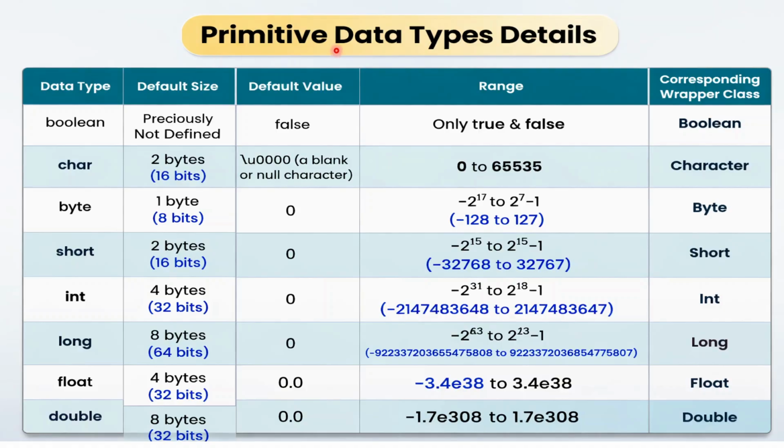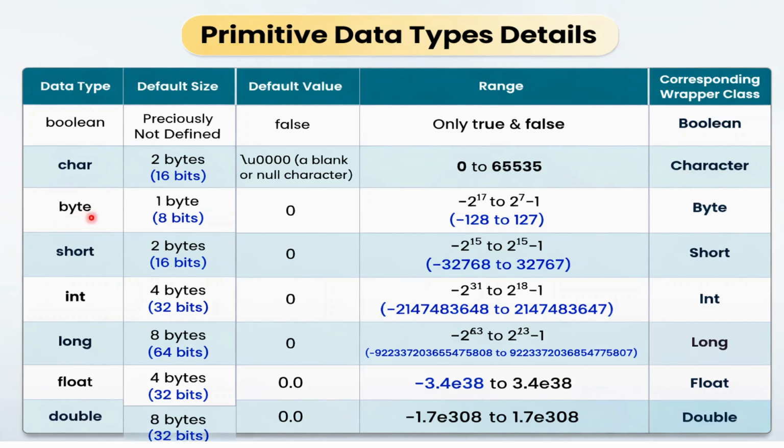So now let's see primitive data type details. First data type is boolean, whose default size is precisely not defined, whose default value is false, and it is stored as two values, true and false, and its corresponding wrapper class is Boolean. So what is a wrapper class? Don't worry, we are going to cover it in further videos. Next data type is char, whose default size is 2 bytes, meaning 16 bits. Its default value is a blank or null character. It ranges between 0 to 65,535. Its corresponding wrapper class is Character.